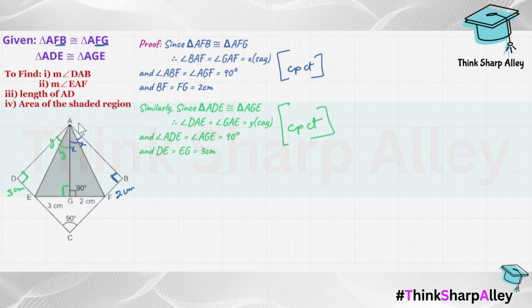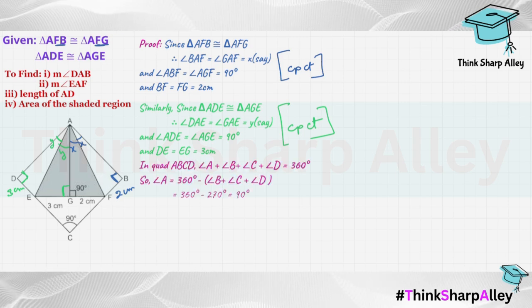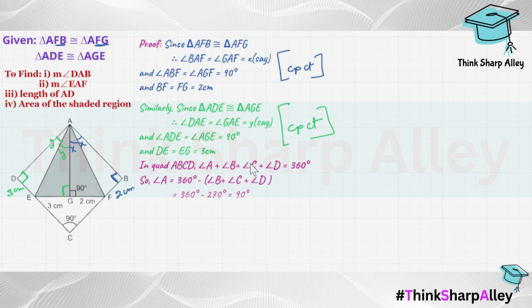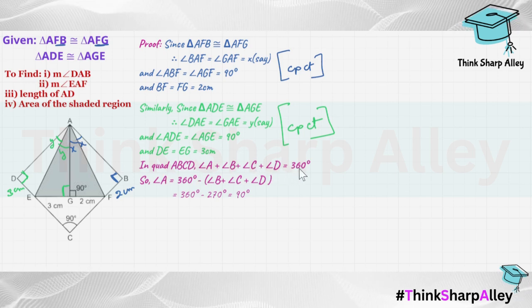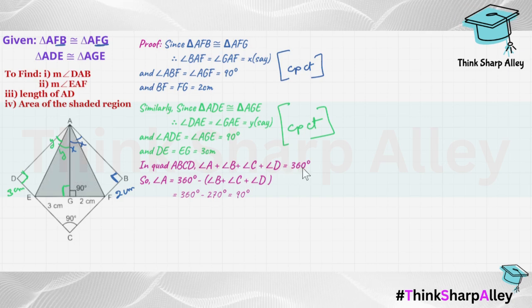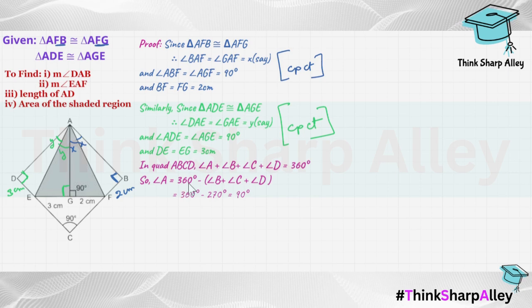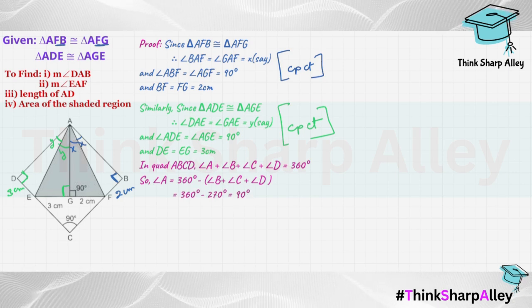Now, in quadrilateral ABCD, if you see carefully, 3 angles are already 90 degree. So the fourth angle will be 90 degree because sum of the angles of a quadrilateral is 360 degree, right? So let's prove that. So written that in quadrilateral ABCD, angle A plus angle B plus angle C plus angle D, sum of all the angles is 360 degree. So I can easily find out angle A because rest of the angles are 90 degrees. So angle A also came to be 90 degree.